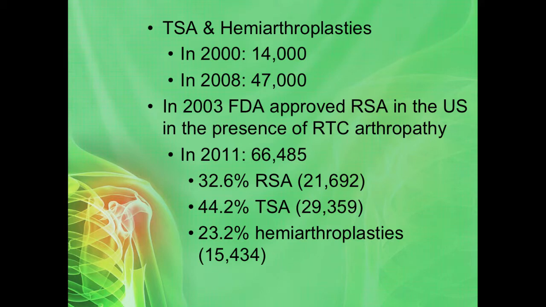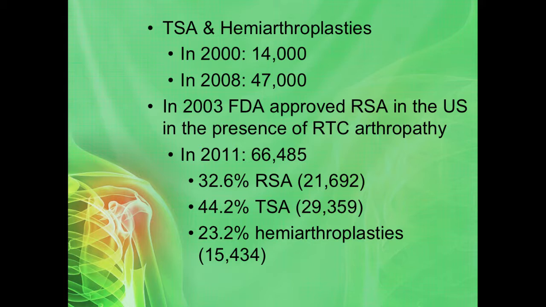Now this procedure has had large numbers of patients who have undergone total shoulders and hemiarthroplasties. Back in 2000 there were about 14,000. 8 years later that number rose to about 47,000. In 2003, the FDA approved reverse total shoulders in this country. They were first being done over in Europe years prior, but was not approved in this country until 2003.